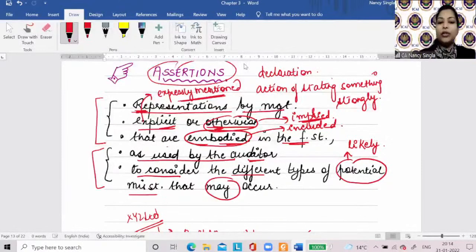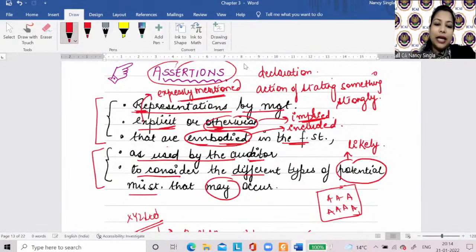Now I told you that financial statements are prepared of different assertions. ठीक है? These are what? Assertion. Purchases है, sales है, assets हैं, liabilities हैं. Now when I'm going to give an opinion on the financial statement as a whole, I as an auditor, I'm going to check each and every assertion now. So I'm using these. Why? To consider different types of potential misstatement.